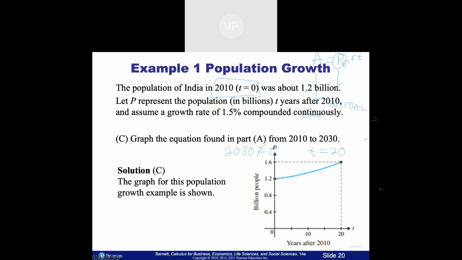These are always going to be exponentials. And remember how exponentials work. As you go out, it's either going to shoot up really quickly or it's going to shoot down really quickly. Obviously, this is a growth problem, so it's going to go upward. And this is all you have to do. This is all they want you to graph. Just remember, it's not going to be a straight line. That's the only thing to consider on this one.